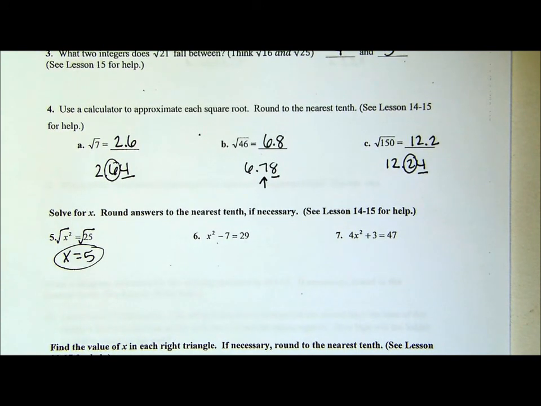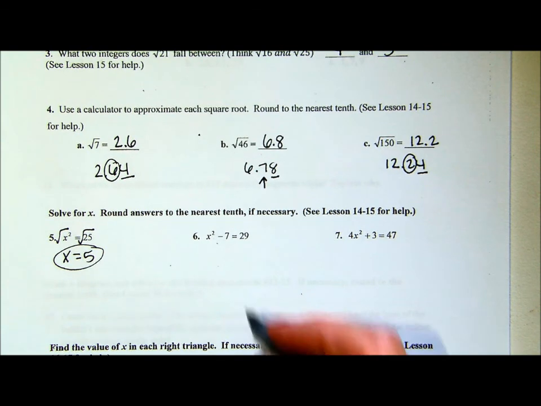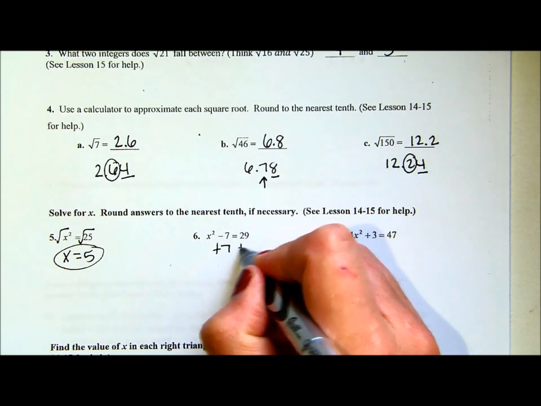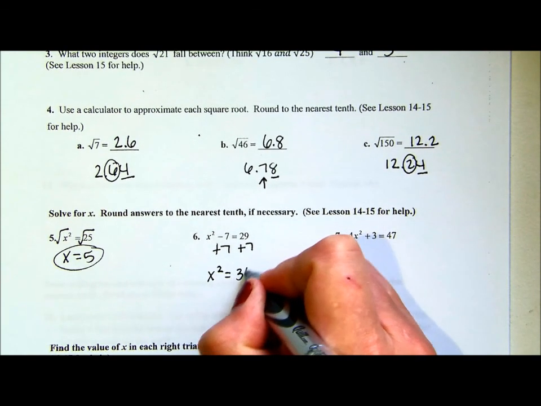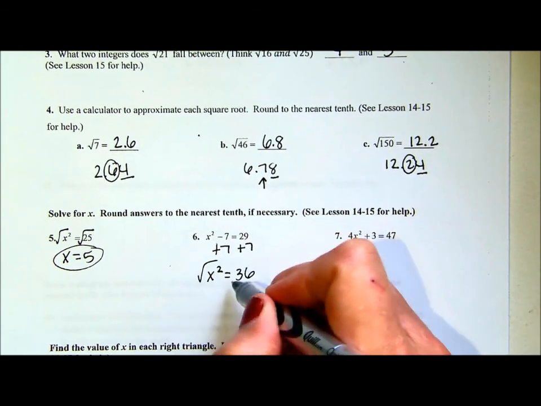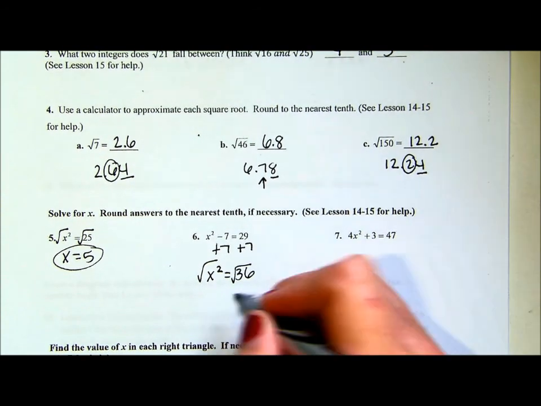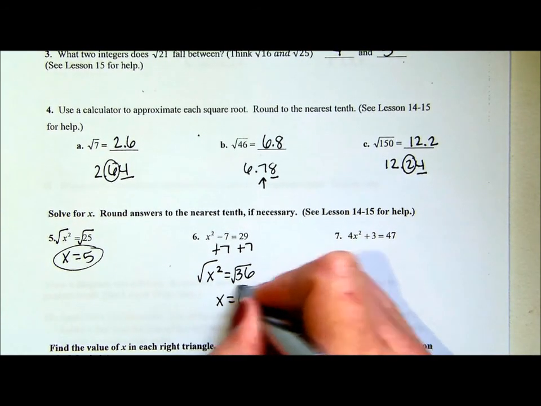Next, for number 6, we are going to go ahead and treat this just like we would a two-step problem. That's where we use SAD-MAG. We subtract or add our number away first. We multiply or divide next, and then we do our exponents or our grouping last. In this case, we're going to go ahead and add 7 to both sides, giving us x squared equals 36. I'm going to square root both, giving me x is equal to 6. We get another perfect square.